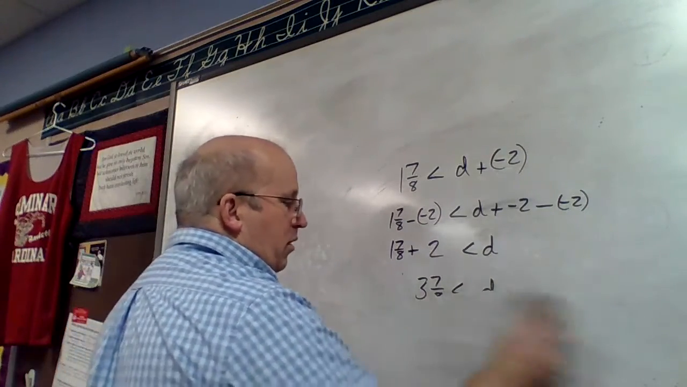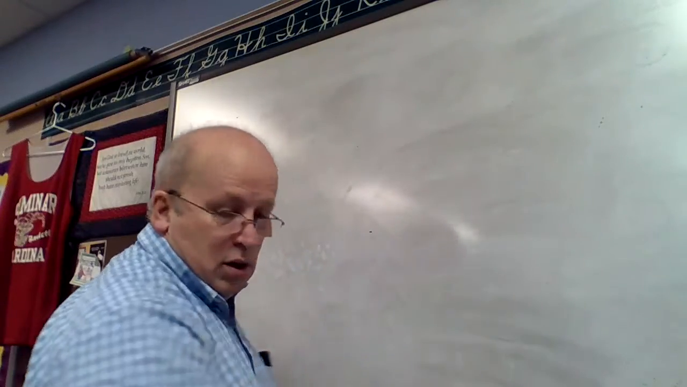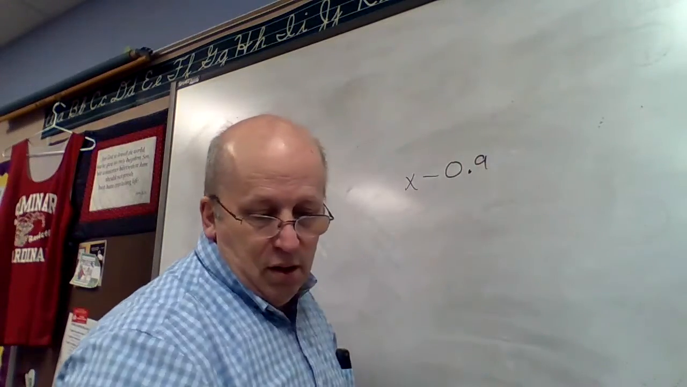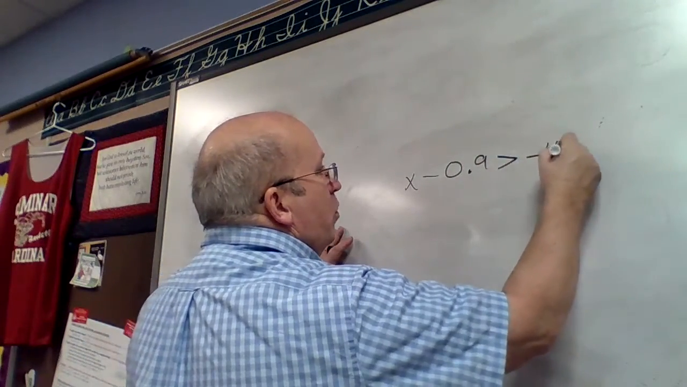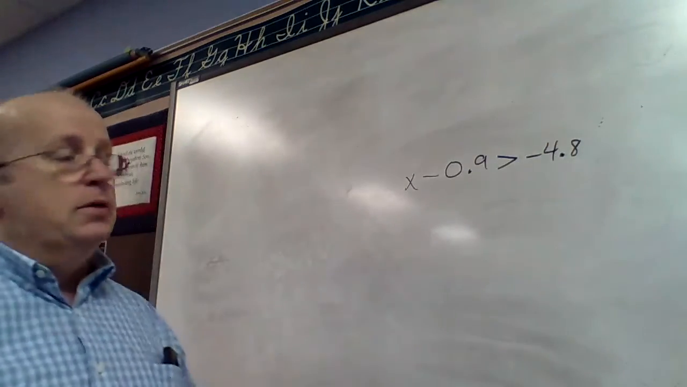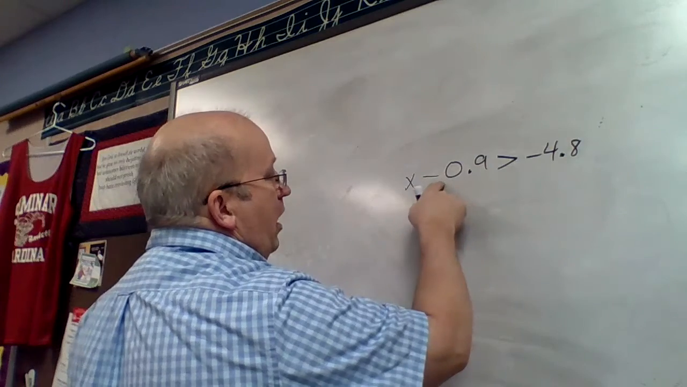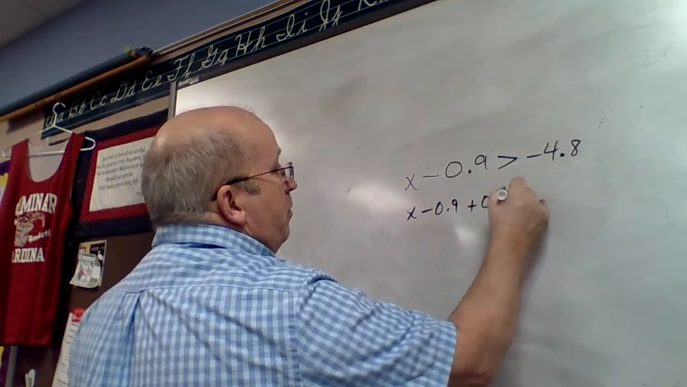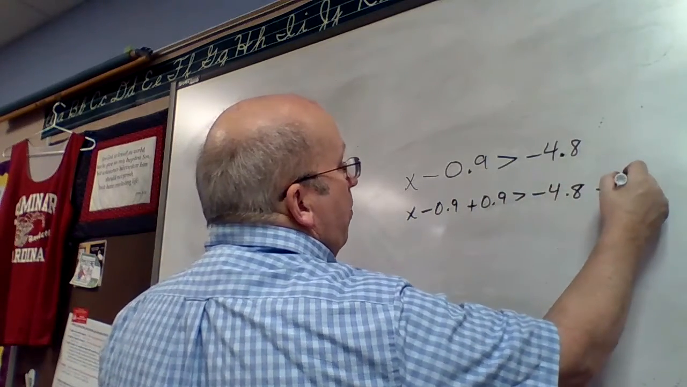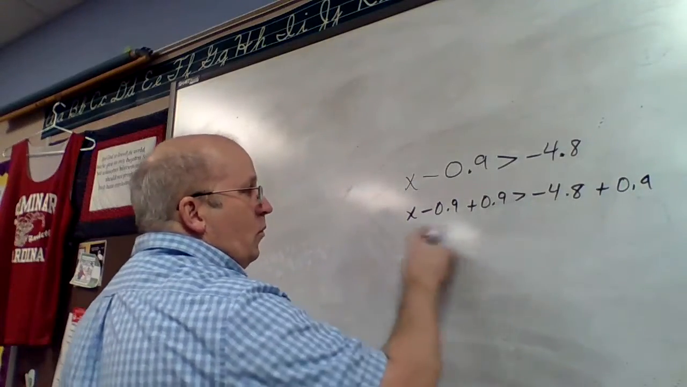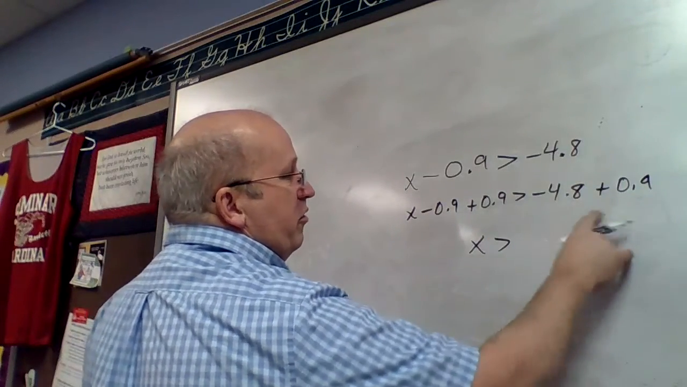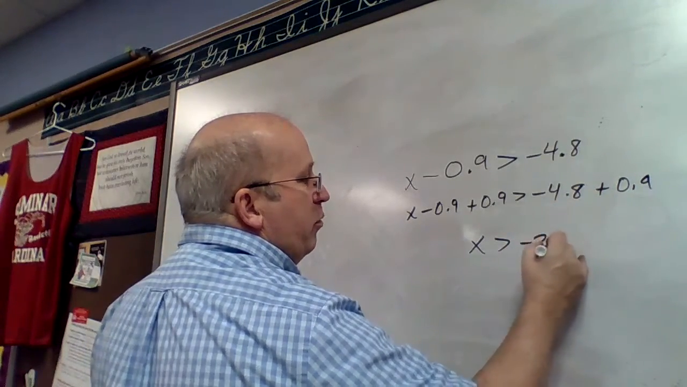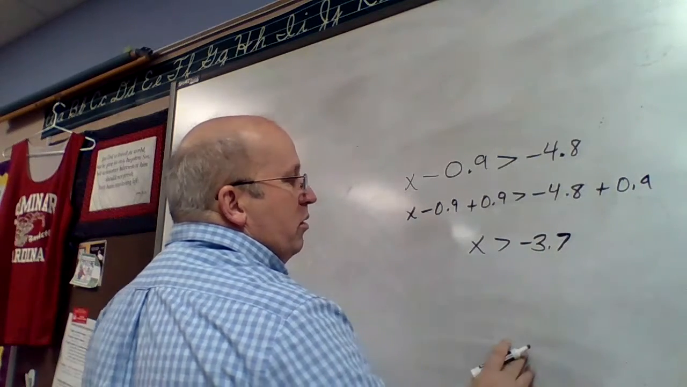Okay, let's try another one. This time let's throw a decimal value in here. How about x minus 0.9 is greater than negative 4.8? How am I going to do that? Well, if I want to get x by itself, I'm going to have to do the opposite of subtracting 0.9. What would that be? Well, wouldn't it be adding 0.9? And don't I need to do it to both sides of the inequality? Over here, I'm left with x. This is the tricky part. I'm adding a positive to a negative number. And when I do that, I get negative 3.7 if I follow the rules.